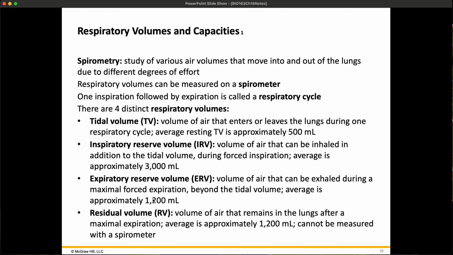I'm sorry, the average is about 1.2 liters of how much you can actually push out. Residual volume is the air that remains in the lungs after maximal expiration, so 1.2 liters. You cannot measure this with a spirometer because it just sits in the lungs, in the alveoli. It is not accessible. So your lungs are always going to remain inflated as long as they're healthy and normal, because they have this residual volume. There's only so much that you can actually push out because this residual volume is just going to stay in there to keep the lungs from deflating.